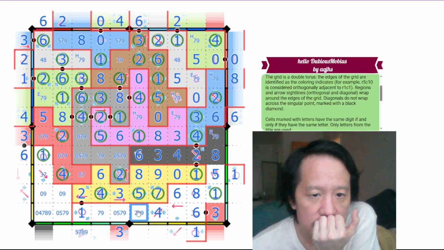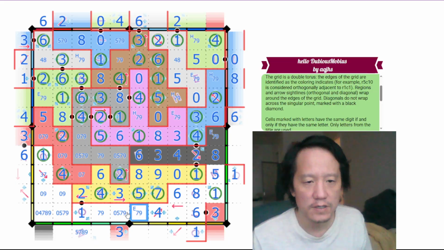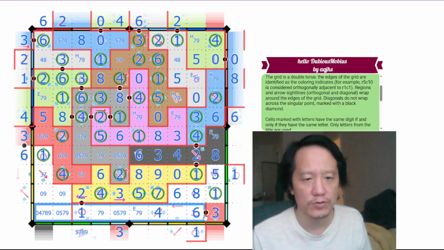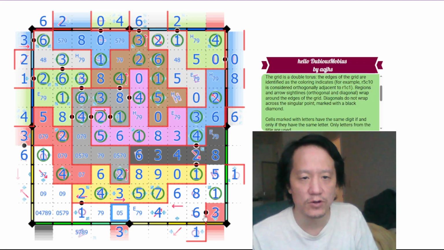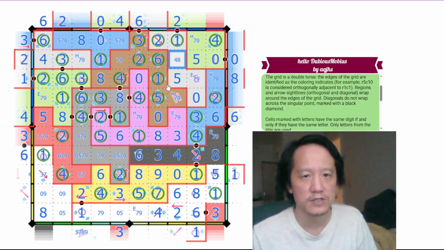Okay. This can't be 8 because of the 8 in the column, so this is an E. We have a 7, 9 pair in row 10, which eliminates 7, 9 in the rest of the row. This can't be 7 or 9. We now have a 0, 5 pair in row 10, which eliminates 0 and 5 in the rest of the row. This 4 eliminates 4 here, so this is 8. That means this is 2 here. This 8 eliminates 8 here, so that's 4, which means this can't be 4, that's 8. That's all done.